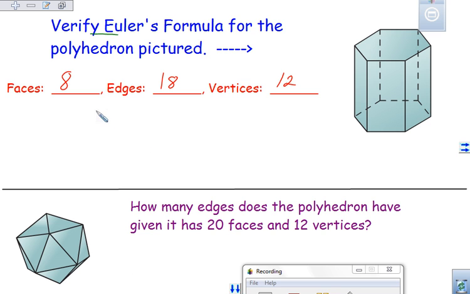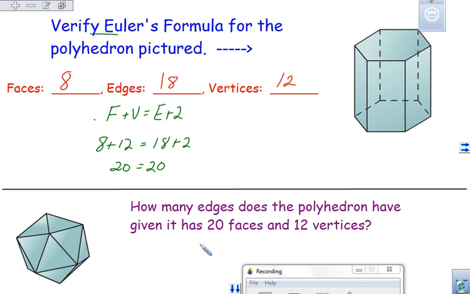So we have to verify Euler's formula. So that's faces plus vertices equals edges plus 2. So you don't have to have that part written down, but you do need to have the 8 plus 12 equals 18 plus 2. And then we can see that 20 is equivalent to 20.